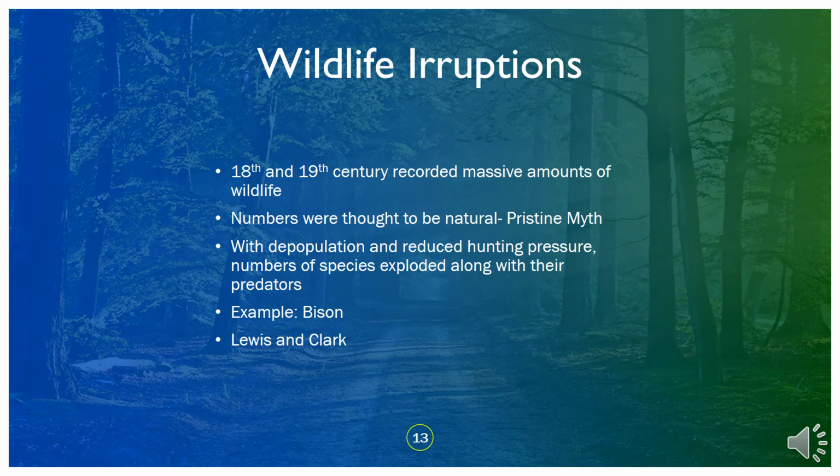There's a general observation that the 18th and 19th centuries recorded massive amounts of wildlife by the explorers and travelers. And a lot of people thought these numbers were natural, that they were supposed to be here, but that was just part of the Pristine Myth. With depopulation and reduced hunting pressure, the numbers of species exploded along with their predators. And a good example of this is the bison.